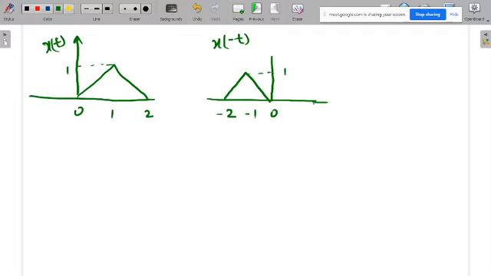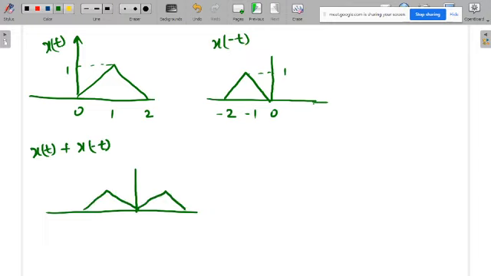Now the next step is, if you want to calculate the even signal, you have to add these two signals. So I need x of t plus x of minus t, so I have to add these two signals. Once you add these two signals, you will be getting it like this. This is 1, and then this is minus 2, minus 1, 0, 1, 2. So this is the signal x of t plus x of minus t.